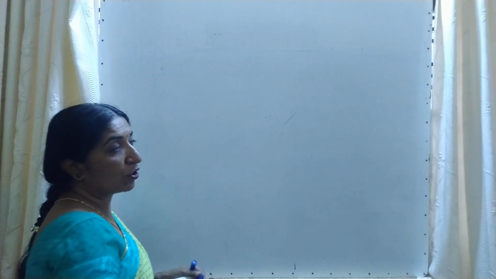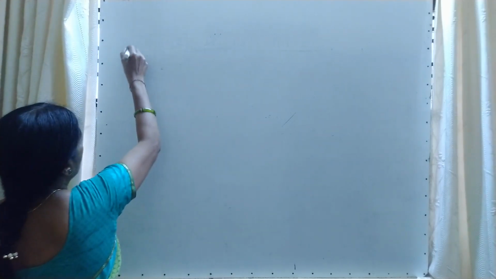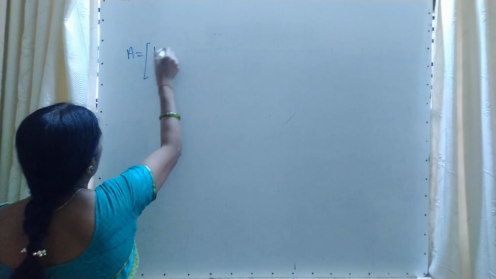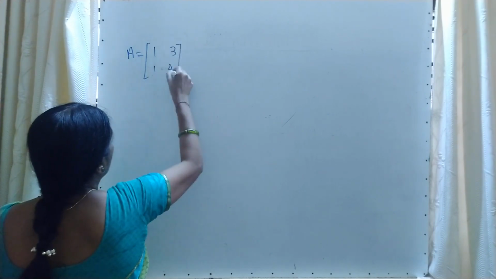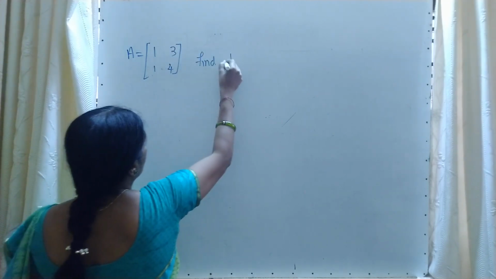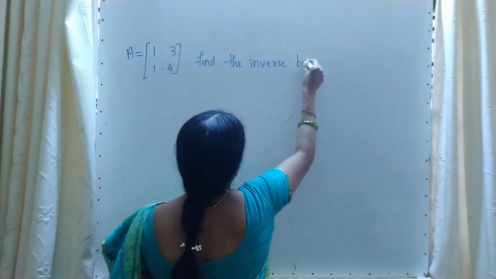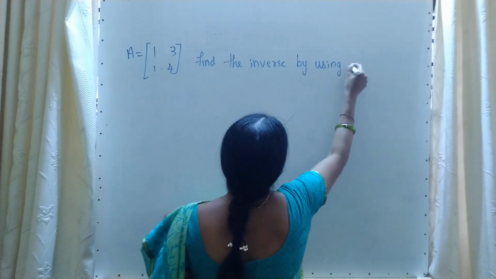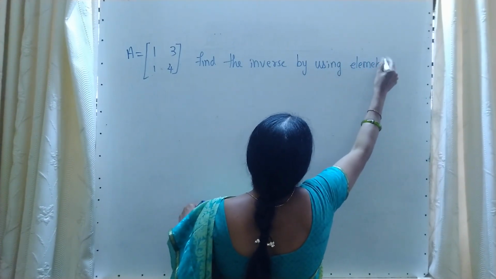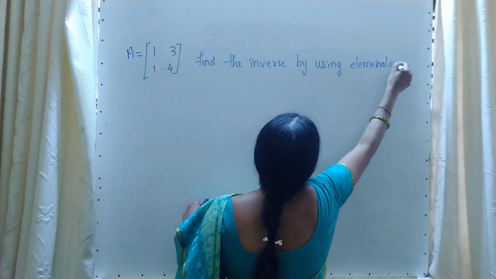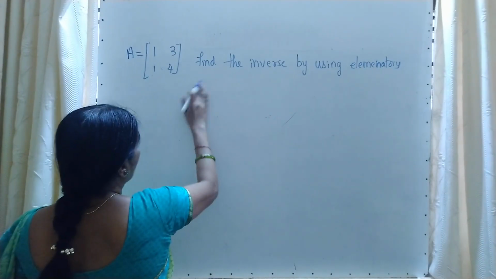So in the last class, I explained the elementary transformation to find the inverse for a matrix of order 2. Now I am also explaining one more example on that. Then I am moving to order 3. So the question is: A is equal to [1 3; 1 4]. Find the inverse by using elementary operation or transformation.